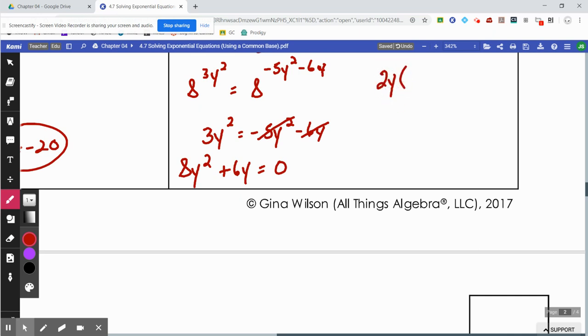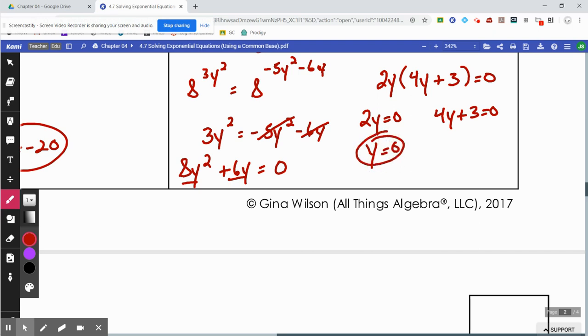So let's do that. Factor a 2y out. You're left with a 4y here, and you're left with a plus 3 here. Set each factor equal to 0. 2y is 0, 4y plus 3 is 0. Divide by 2 gives you y equals 0. Or subtract 3 and divide by 4 gives you y equals negative 3 fourths. There's your two answers.